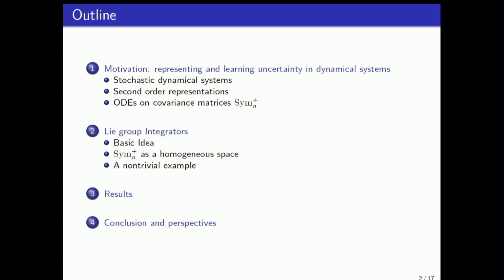So I'll spend some time motivating the problem and then explain the basic idea behind Lie group integrators that apply to Lie groups, obviously, but also homogeneous spaces, which is a structure that we can give in multiple ways to covariance matrices. And I'll show a few examples that stem from stochastic differential equations when you look at their moments of order 2. So to have compact and flexible representations of those.